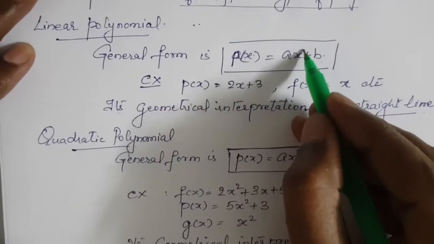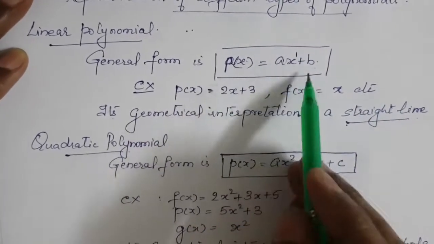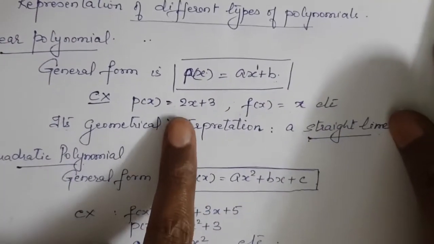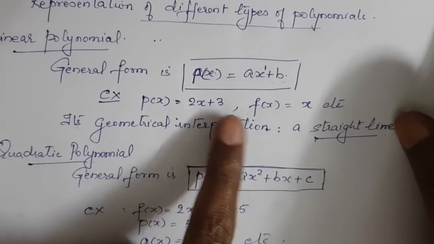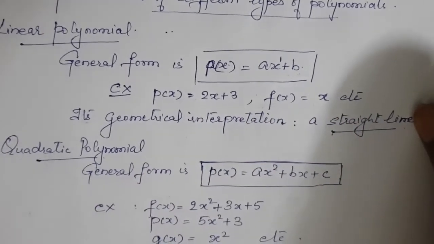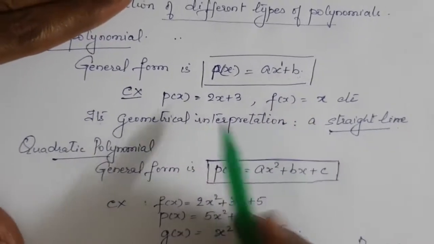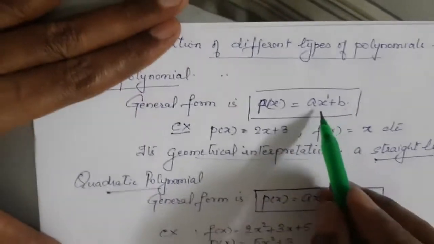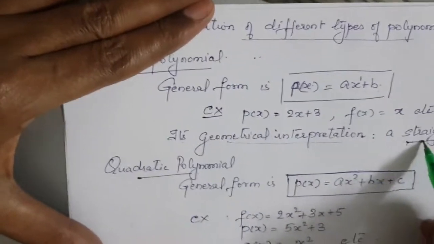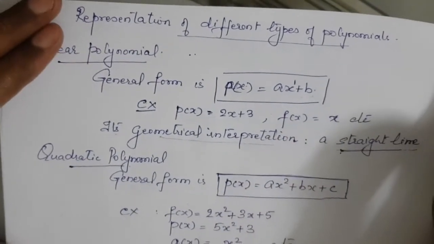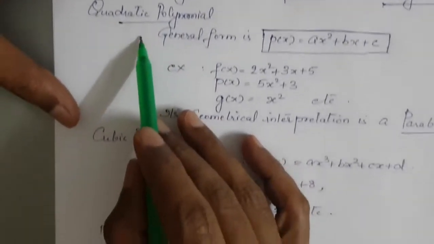Here the degree of x is 1, and that is why it is a linear polynomial. For example, you can write p(x) = 2x + 3 or f(x) = x, etc. are linear polynomials. Now its geometrical interpretation means when you draw the graph of this polynomial, you will always get a straight line. Come to the next polynomial, that is quadratic polynomial.